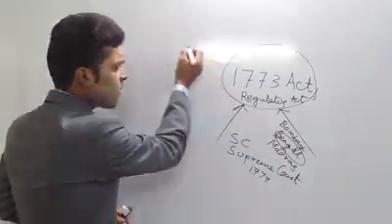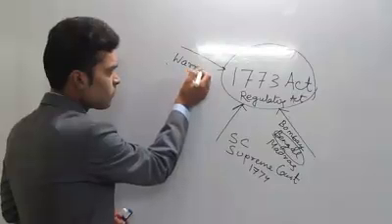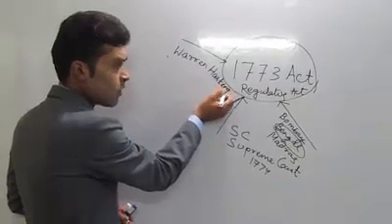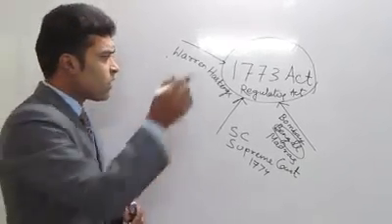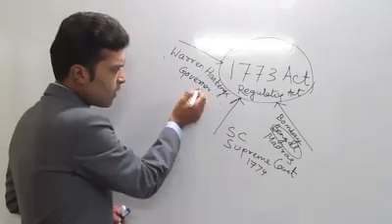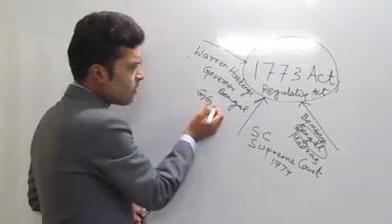And under this act also, Warren Hastings became the Governor General of Bengal. Actually, he was Governor of Bengal, and later he became Governor General of Bengal.